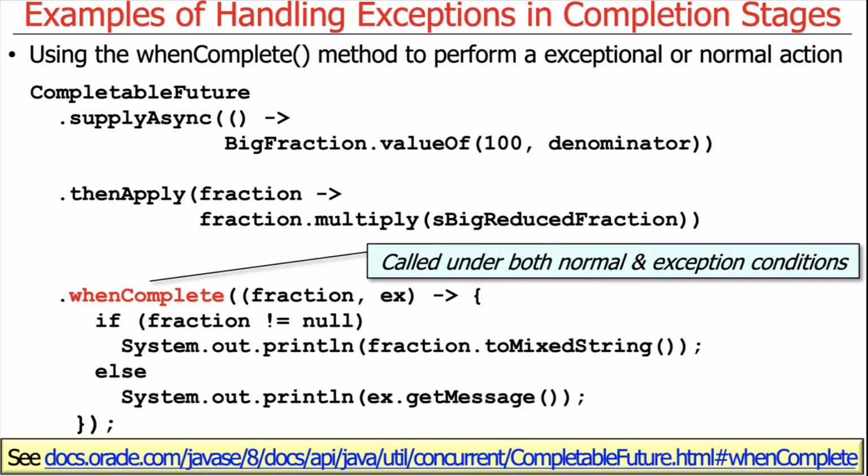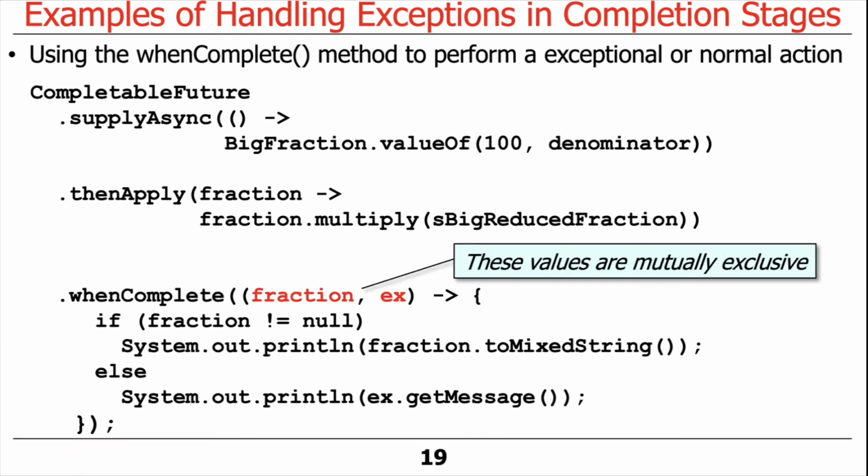The third way we're going to look at is kind of different, and it's got some different semantics. So this is the whenComplete method. And whenComplete, much like handle, but unlike exceptionally, is called under both normal and exceptional conditions. So whether or not we get the normal processing or we have an exception, whenComplete is always called. And you can see what it does is, once again, it's passed a BiFunction, and the values that are passed are the fraction and the exception. And these values, once again, are mutually exclusive.